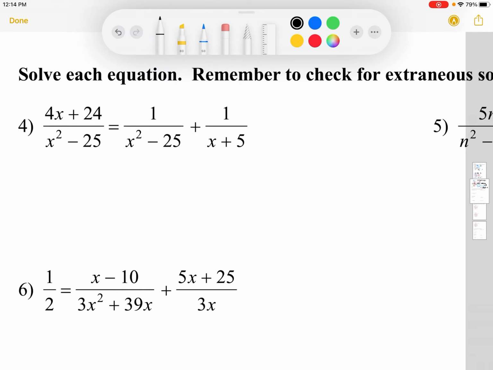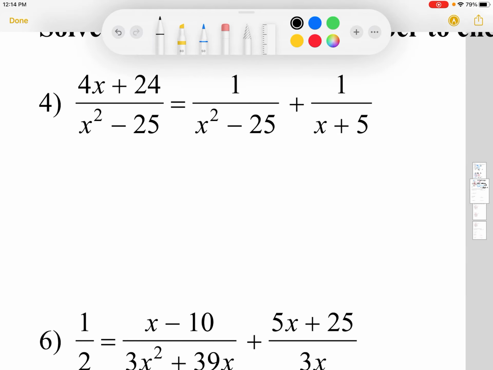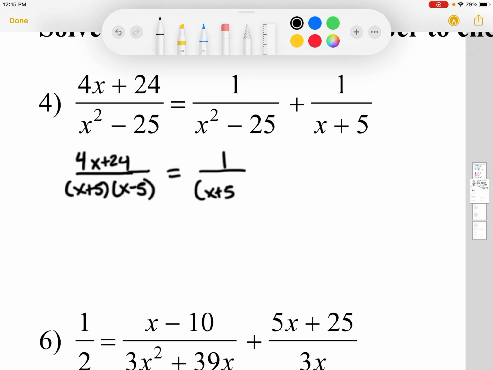Let's zoom in a lot so we get some room. All right, so the first thing we want to do is factor the denominators. So we're going to have 4x plus 24, divided by x plus 5 times x minus 5, equal to 1 over x plus 5 times x minus 5, plus 1 over x plus 5.